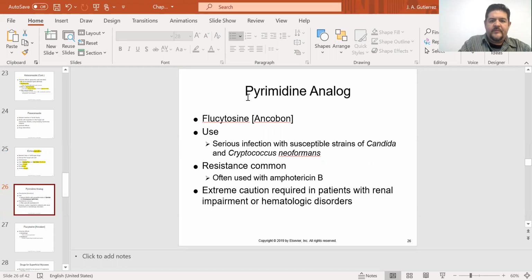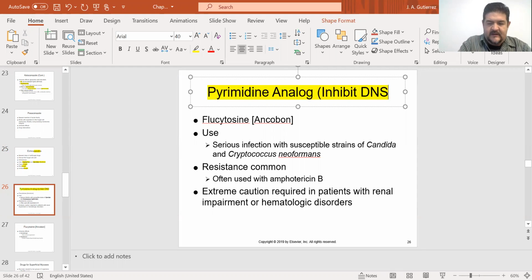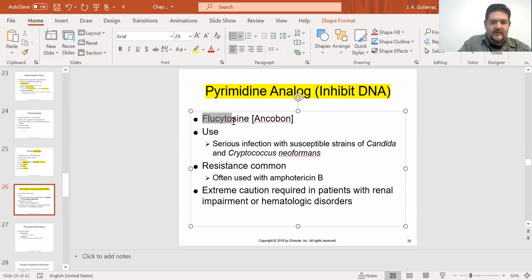Okay, the next group is pyrimidine analogs. Basically, what they do, they inhibit DNA. That's what they do. So we have flucytosine as the main drug. And same thing, it's going to be used for systemic infections. And one of the most common ones is Candida.